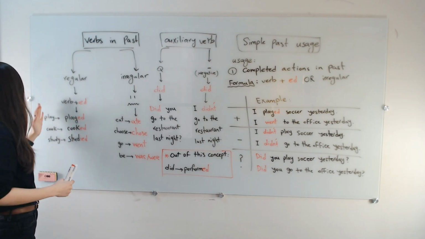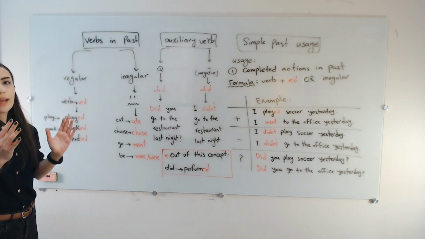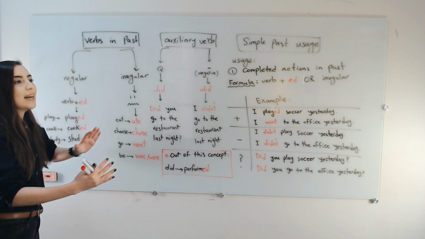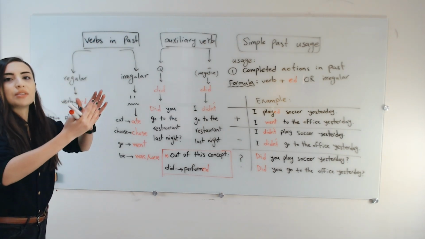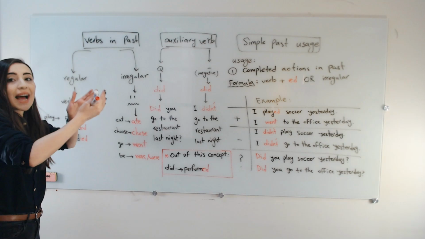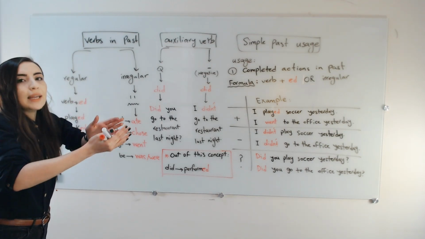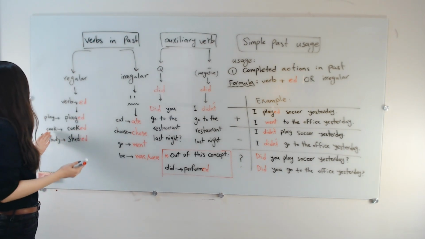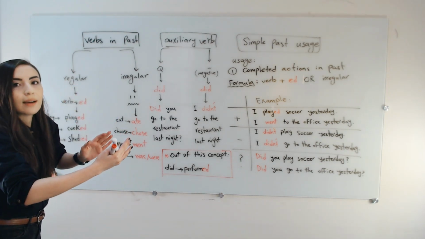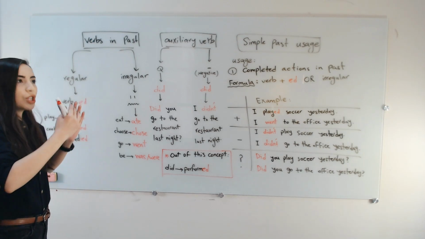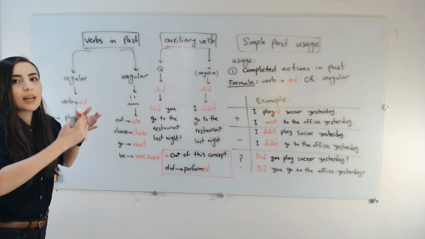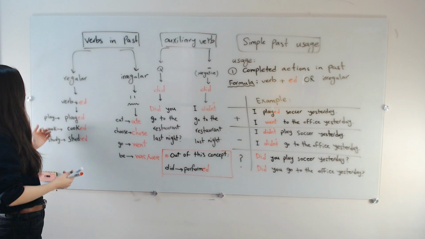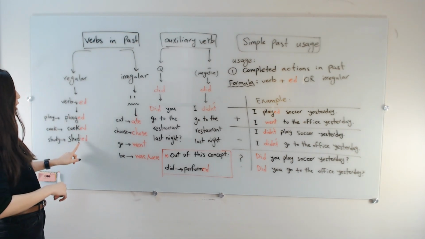So, for example, play in the normal way would be played, to be converted into simple past, to show that this action, this verb of playing, happened in the past. Or for example, another verb, cook. Cook would be cooked. We add ed at the end to show that this verb, this action happened in the past.